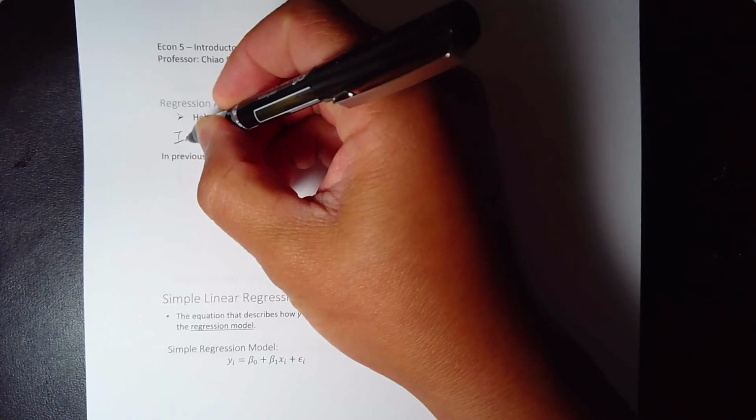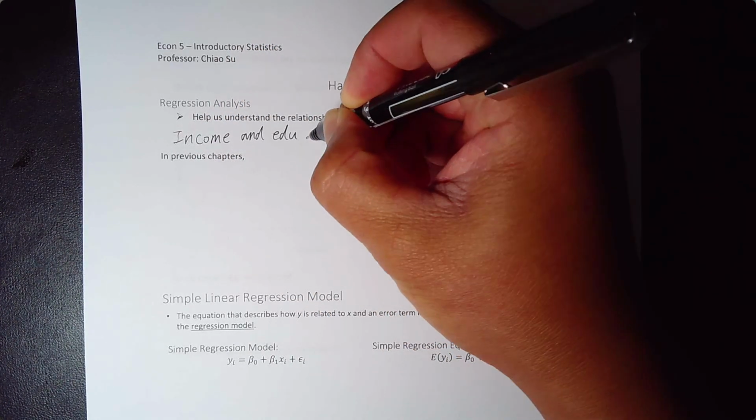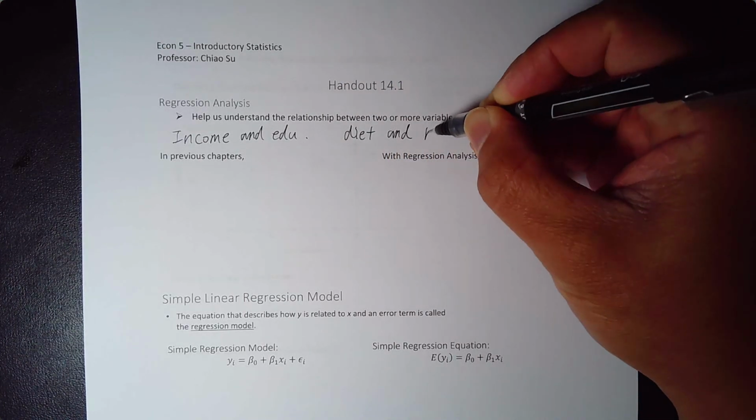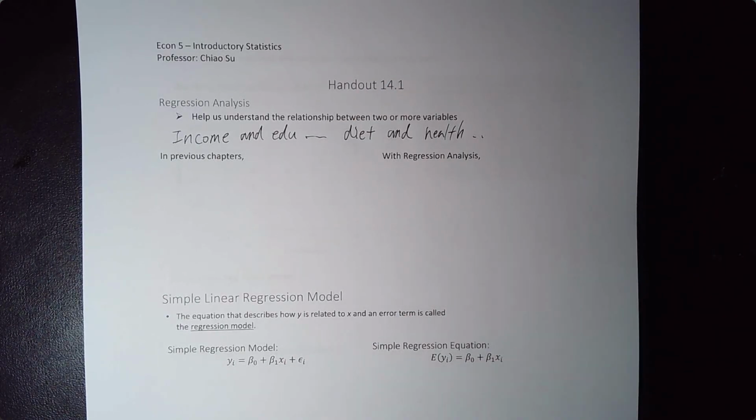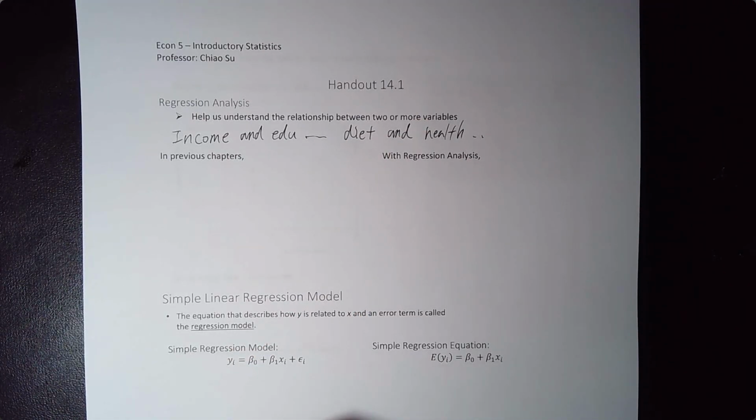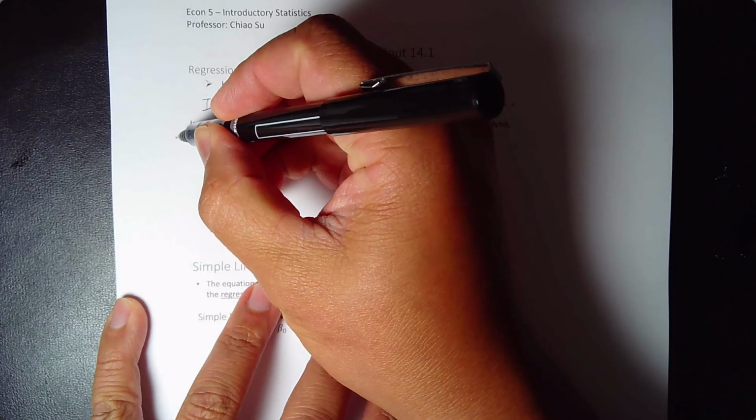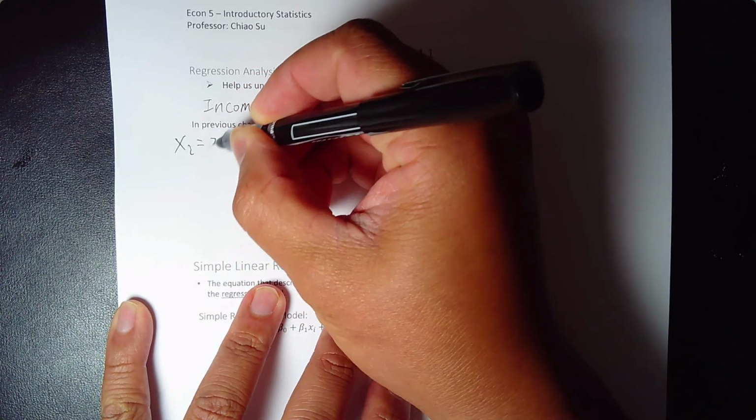So let's say, what's the relationship between income and education, or what's the relationship between diet and health, and so on. In order for us to understand the technique in regression analysis, we have to rethink the way data is created a little bit. So, for example, in the previous chapter, we simply have an x, where xi equals 200, equals 23.